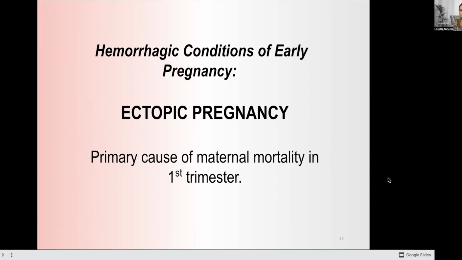Now we're going to talk about other hemorrhagic conditions. Ectopic pregnancy. An ectopic pregnancy is typically a tubal pregnancy. Most of them are in the tube, but it can happen anywhere outside the uterus. It's the primary cause of maternal mortality in the first trimester, the primary cause of mom dying in the first trimester.